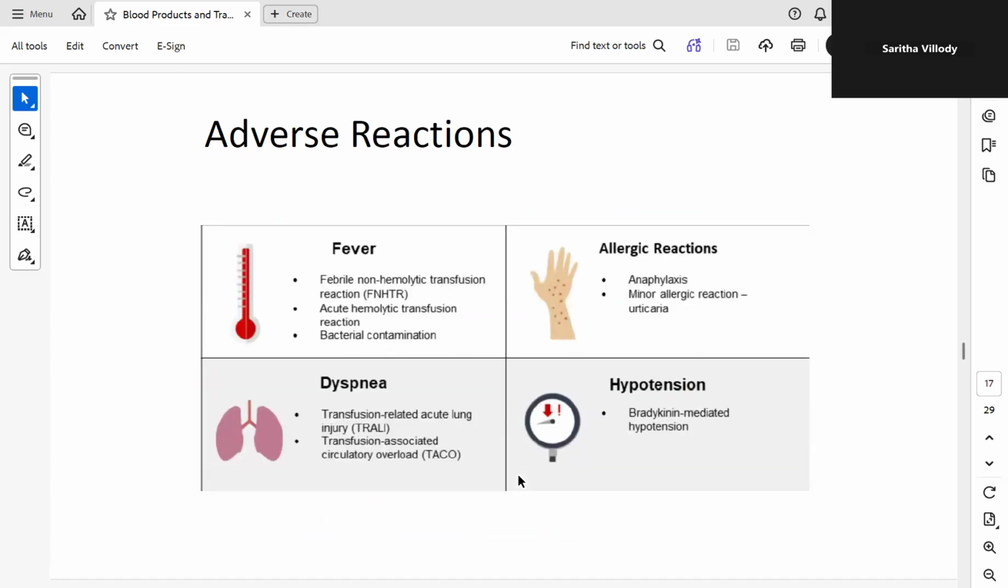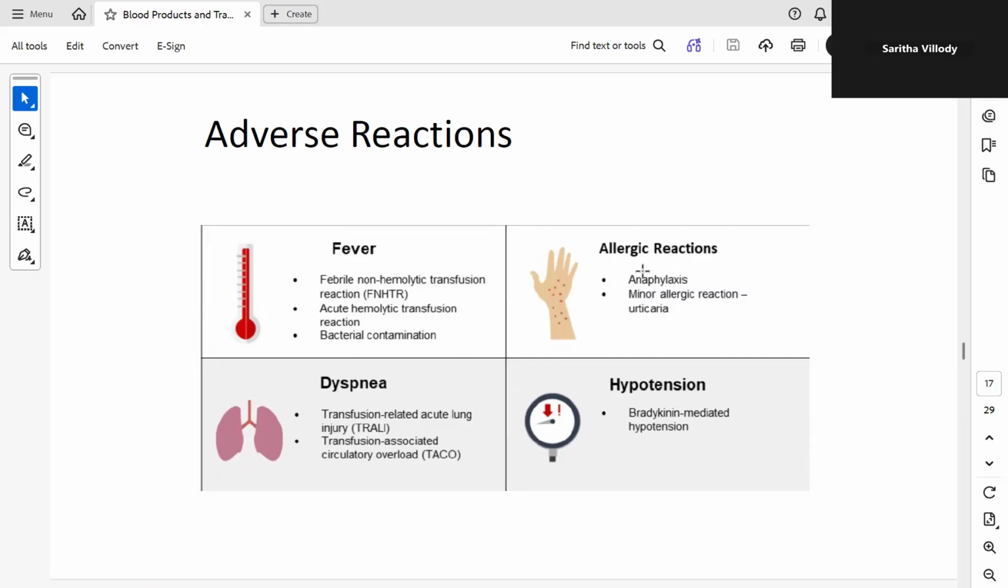Other adverse reactions we're going to see with blood transfusion: a common one is fever, the febrile non-hemolytic transfusion reaction. Sometimes when patients do have these febrile reactions, we give pre-medication to the patients, like antihistamines and antipyretics, before giving the blood transfusion.